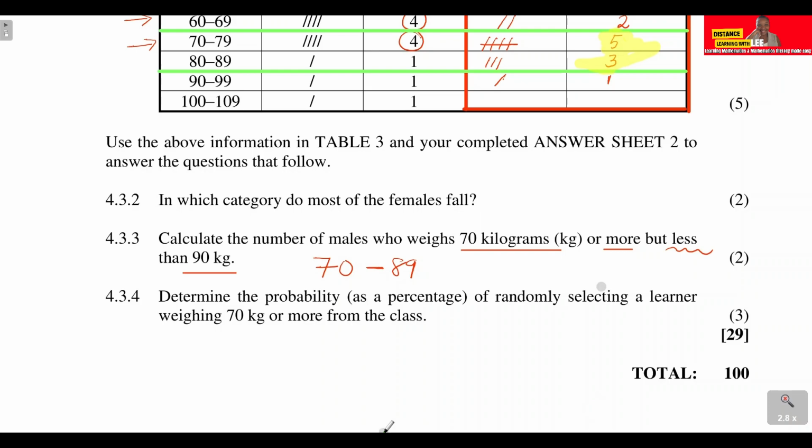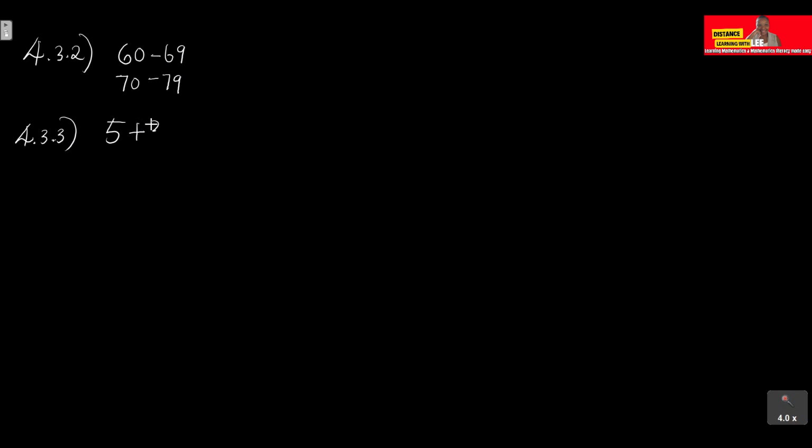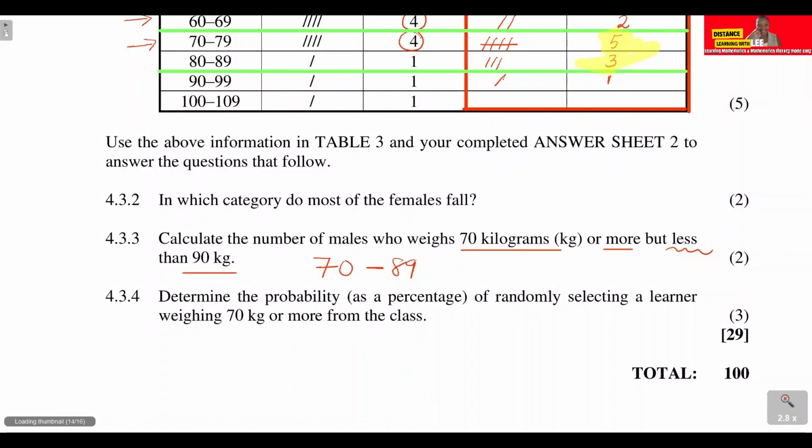So if you count how many males weighed between 70 going all the way up until 89, you guys can see that it's just 5 plus 3 males, which gives us a total of 8 males. Okay, it's 5 plus 3, which is equal to 8 males. Okay, and we are done. Let's have a look at question 4.3.4.